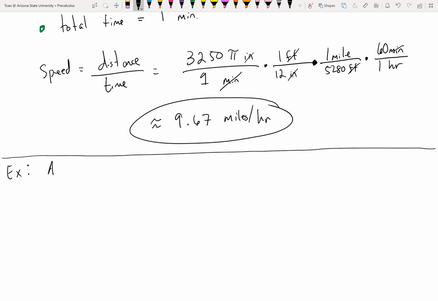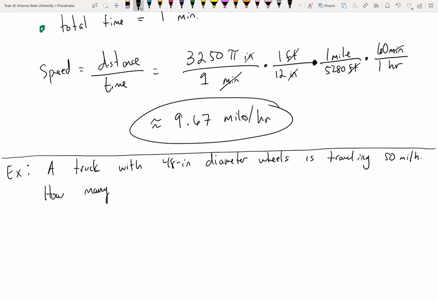So, for example, a truck with a 48-inch diameter wheel is traveling 50 miles per hour. How many revolutions per minute do the wheels make?